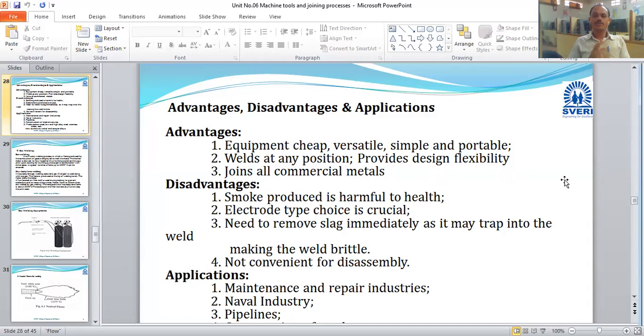Okay, so smoke is produced in this welding which is harmful to health. Then electrode type choice is crucial. Generally for regular purposes, whatever is for local use, they are not choosing any type of electrode.